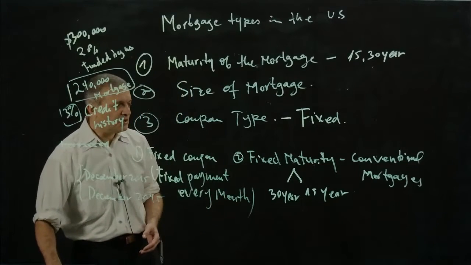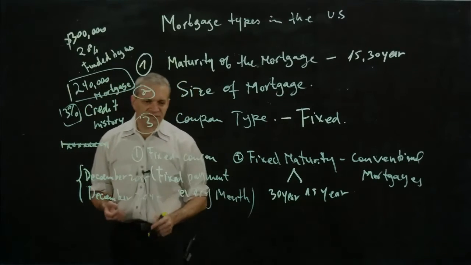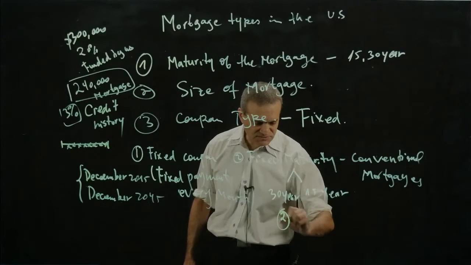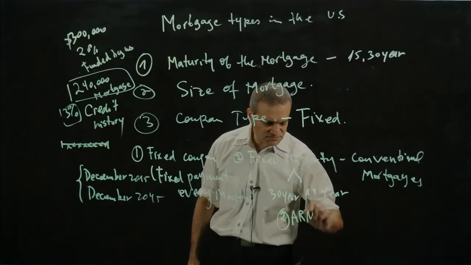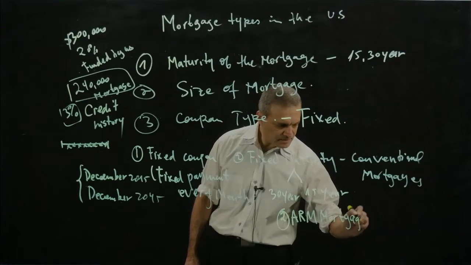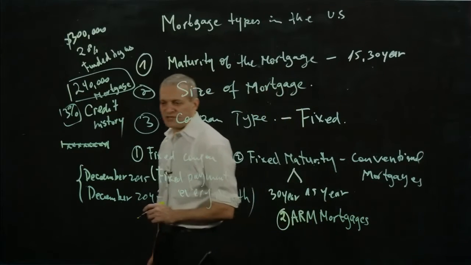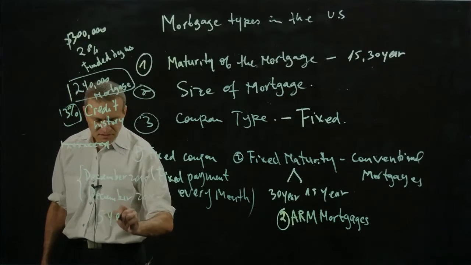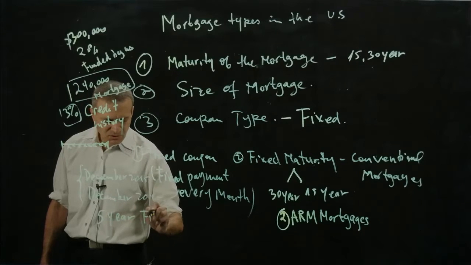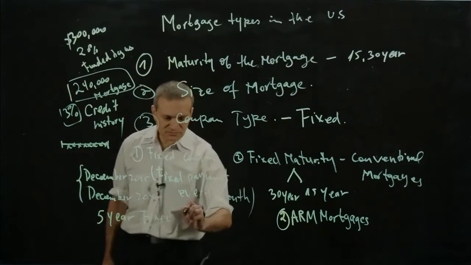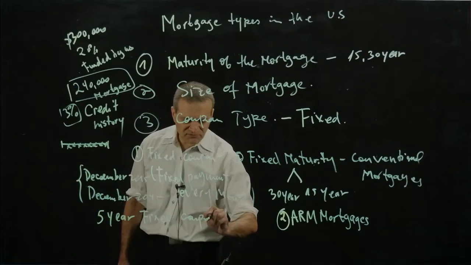Okay, now this is one type of mortgage. Now there is another type of mortgage which is called ARM mortgages, which is a mortgage where you have, for example, a 5-year fixed coupon, and then the coupon floats.